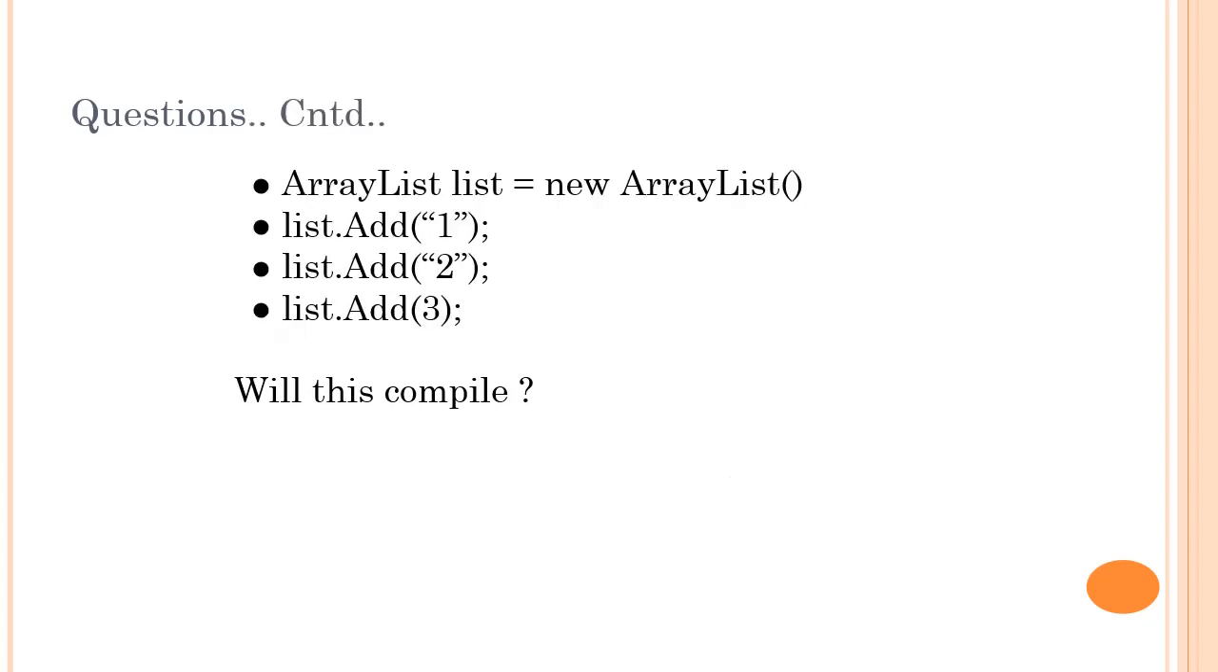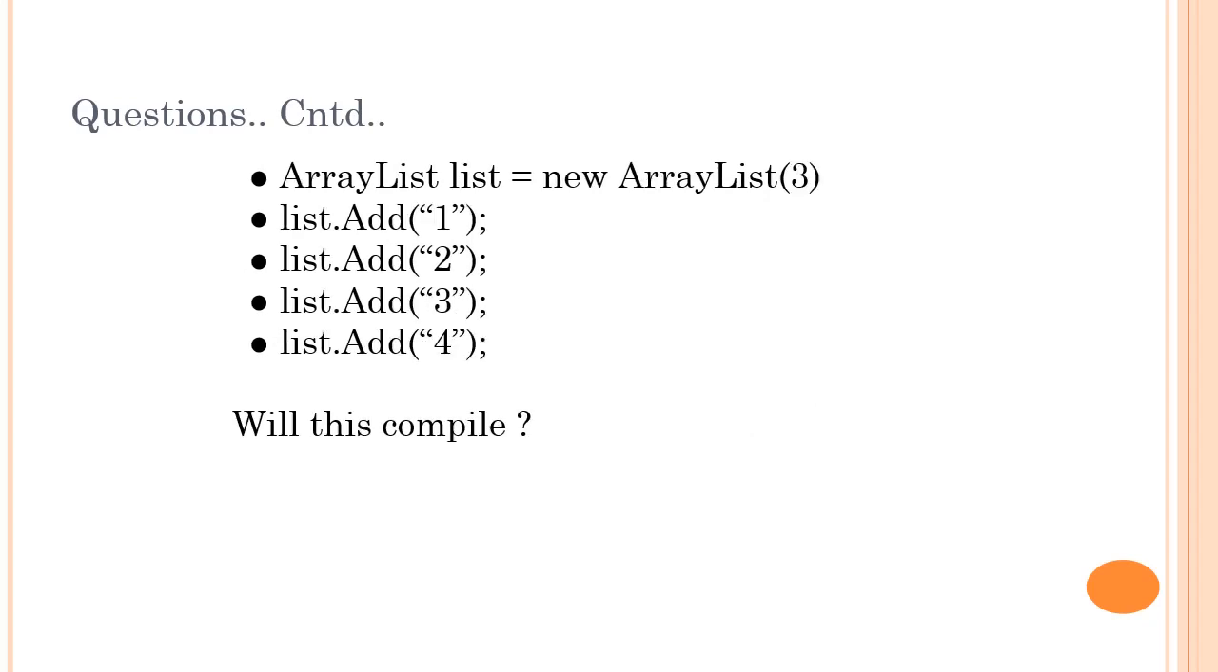Let's take a second example. Here we have a variable list as an array list, and then we added 1, 2, and 3. 1 and 2 are strings, while 3 is an integer. Will this compile? Yes, all are added as objects. So here we will have heterogeneous elements inside the list.